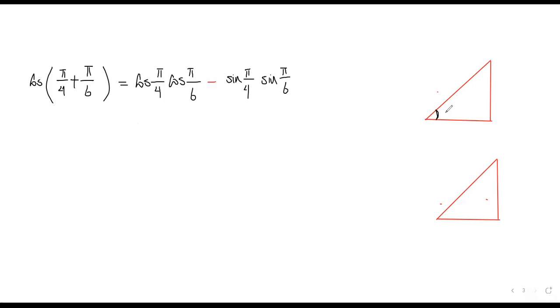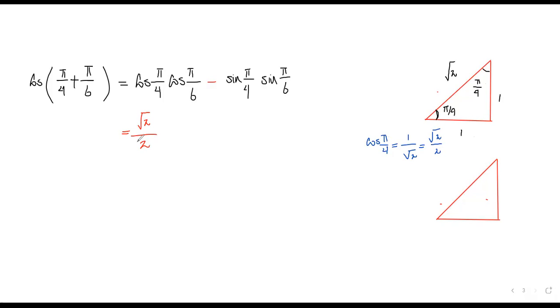We said that if this is, for example, pi over 4, which is 45 degrees, this is also pi over 4. The length is 1, the length is 1, its hypotenuse is square root of 2. Then you see that the cosine of pi over 4 is 1 over square root of 2 equals the square root of 2 over 2. Then the first term is going to be square root of 2 over 2 multiplied by cosine of pi over 6, or cosine of 30.